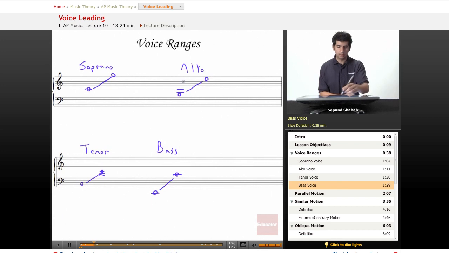And of course these ranges overlap with each other, but we don't want the voices themselves to overlap, and we'll look at that when we get to the errors section. This isn't something that has to be memorized, but it's a good idea to keep it in mind, and you don't want any extremes, like the soprano going way higher than its range or way lower.